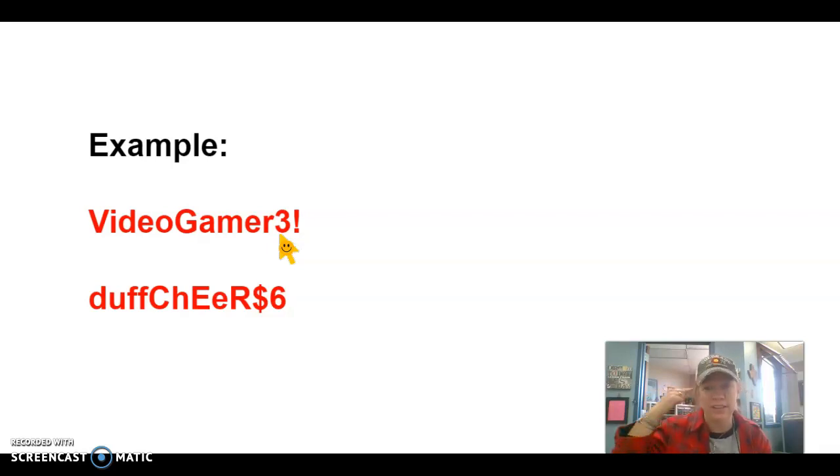So see how I'm starting to try to think of things that make a nice strong password and something that I'm going to remember. And then it's always nice to put a symbol at the end. And maybe I love video games so much, I give an exclamation point. So this is a good example of a nice strong password.